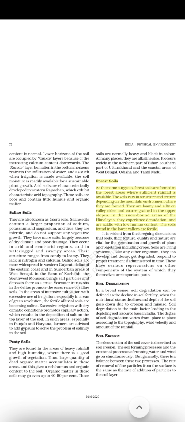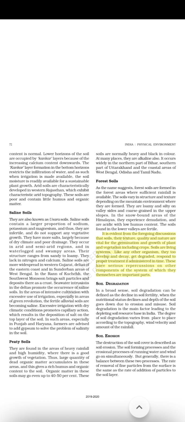As the name suggests, forest soils are formed in the forest areas where sufficient rainfall is available. The soils vary in structure and texture depending on the mountain environment where they are formed. They are loamy and silty on valley sides and coarse-grained in the upper slopes. In the snow-bound areas of the Himalayas, they experience denudation and are acidic with low humus content. The soils found in the lower valleys are fertile.